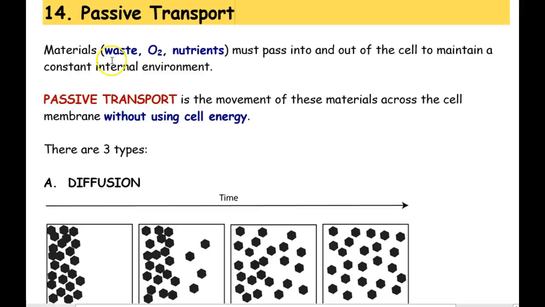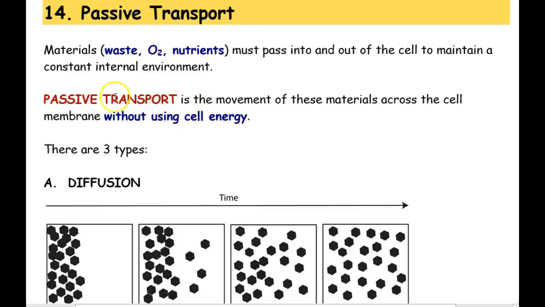So let's think about it. What kind of things might be moving in and out of the cell? Well, we have waste such as CO2 and maybe some other metabolic wastes. Oxygen might be moving into the cell, and we might also have some nutrients such as glucose, for instance, that will have to pass in and out of the cell. The reason for that is because the cells have to maintain a consistent environment, and so that means that materials need to move in and out.